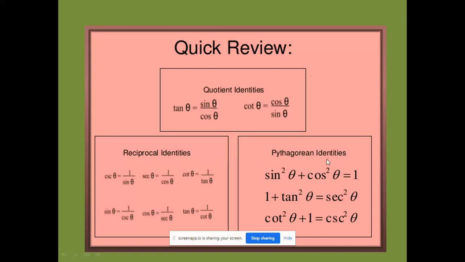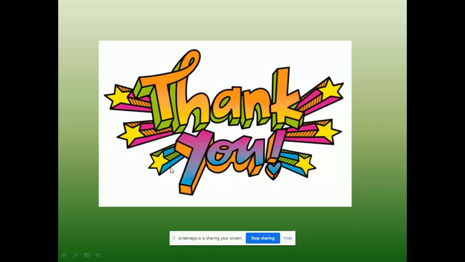Now, Pythagorean identities are sin square theta plus cos square theta is equal to 1. Second one is 1 plus tan square theta is equal to secant square theta. Cot square theta plus 1 is equal to cosecant square theta. Using these identities, we can do so many problems. So, let us do the problems.